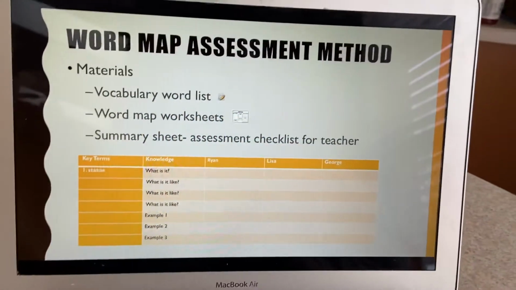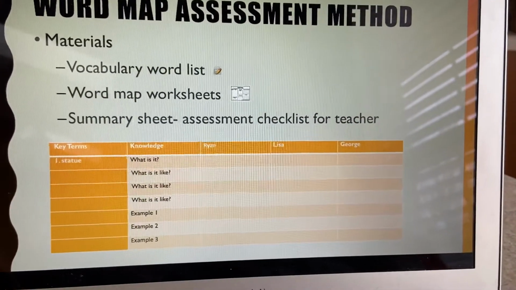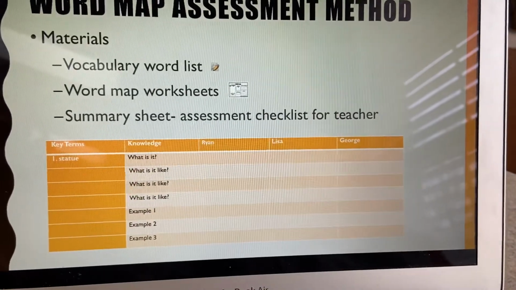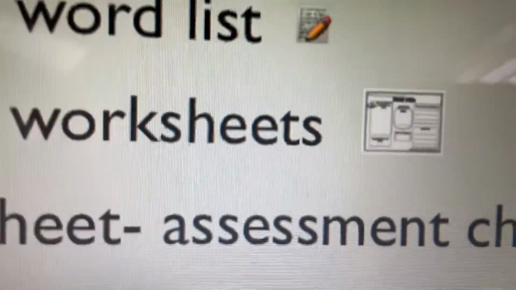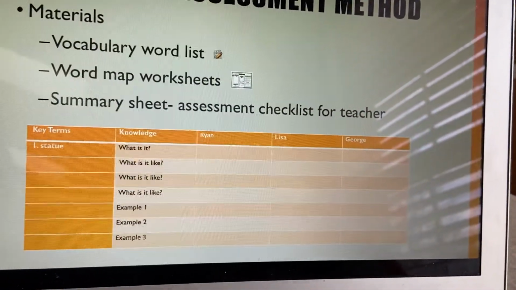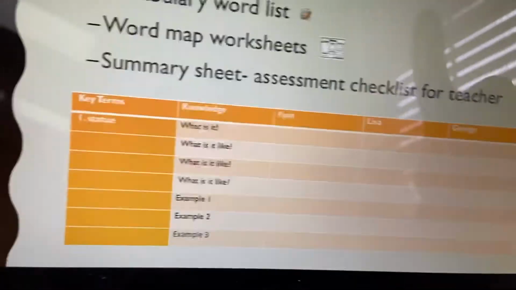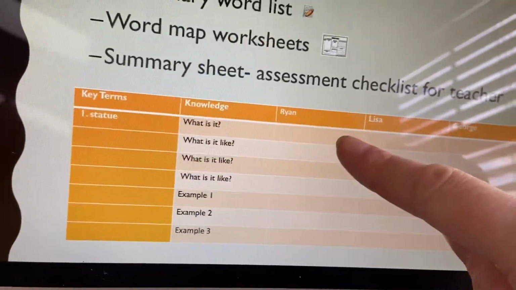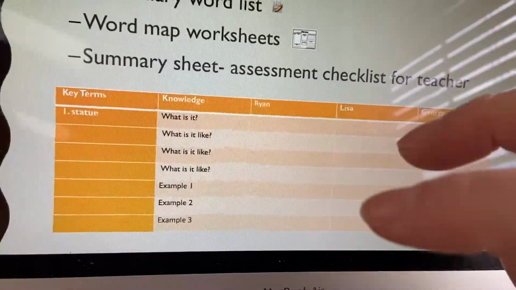And so what do you need for this assessment? Your materials are a vocabulary word list. What are your words? Word map worksheets, which that's the one I like the best. And then you need a summary sheet, a checklist. So say you have the term statue. What is a statue? And then you have the list. I just did random names, picked random names of my kids in my class.